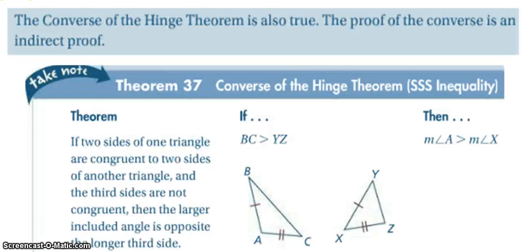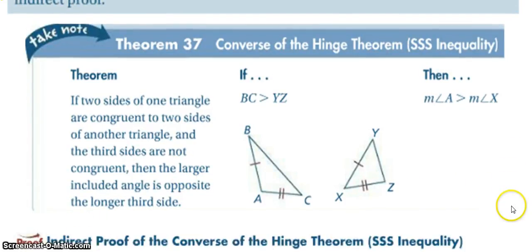Like any good theorem, the converse of the hinge theorem is also true. So what the converse tells me is now instead of relating the angles to the sides, we relate the sides to the angles. So if BC is larger than YZ, then angle A would be larger than angle F. Alright, so now I've got that all color-coded nice for you.